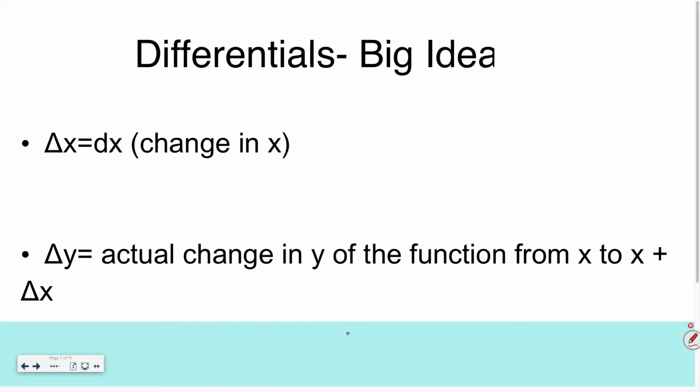So this is what I would write down. Delta y is the actual change in y. I would probably just stop there. Just underline what I have in red. Okay. Delta y is the actual change in y.